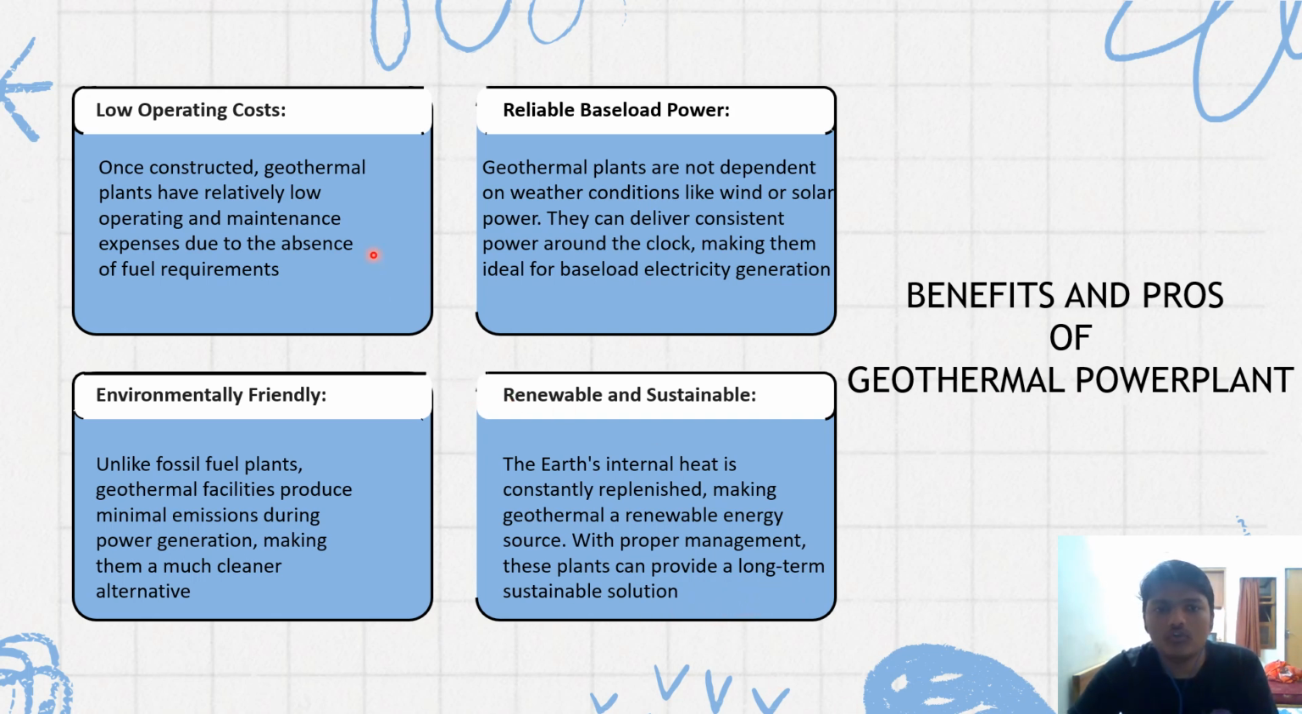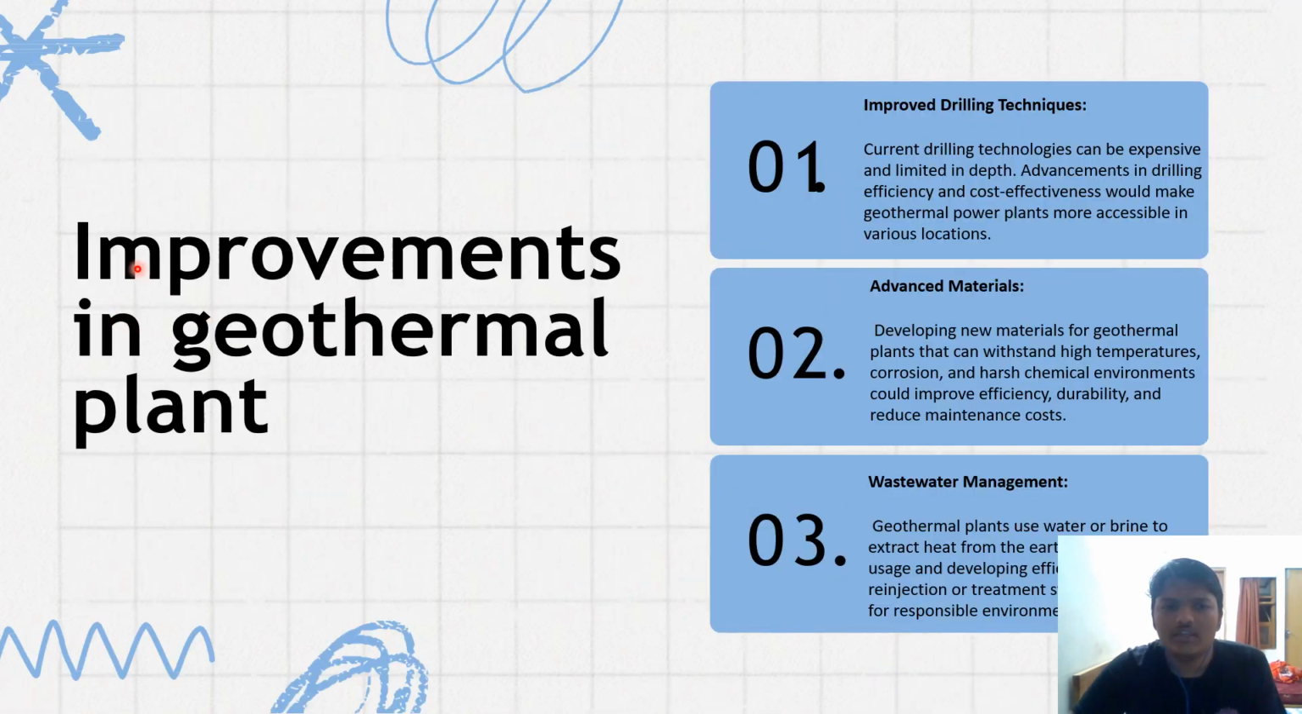So these are the four basic points which make our geothermal power plant sustainable, renewable, with low operating costs, and more beneficial than any other power plants present in this country. So, are there any improvements in geothermal power plants? Yes, there are. First, improved drilling techniques. Current drilling technologies can be expensive and limited in depth. Advancement in drilling efficiency and cost effectiveness will make geothermal power plants more accessible in various locations.